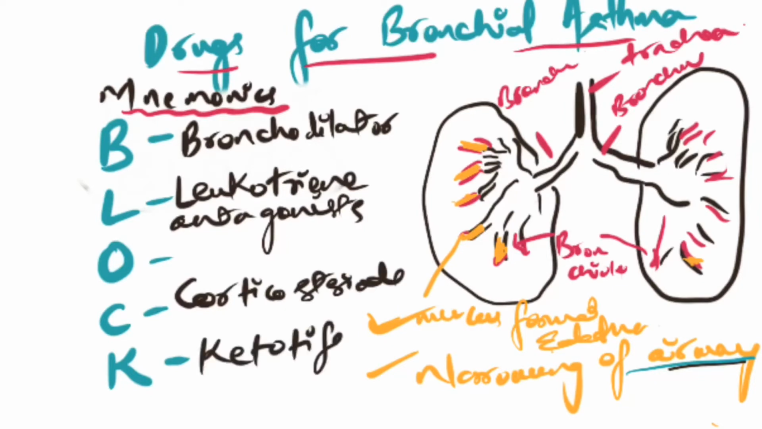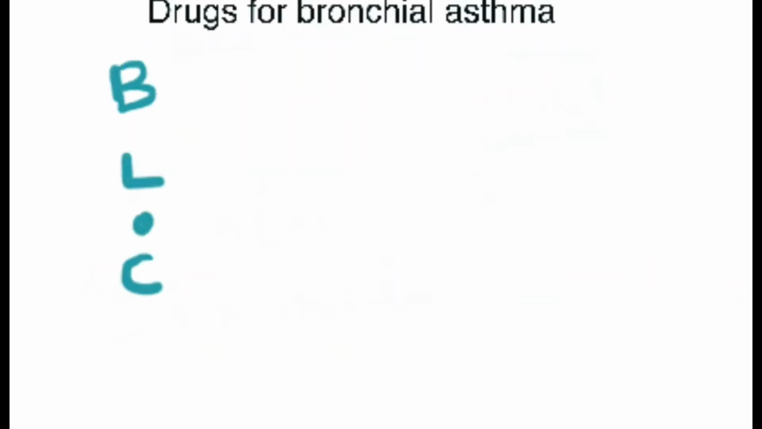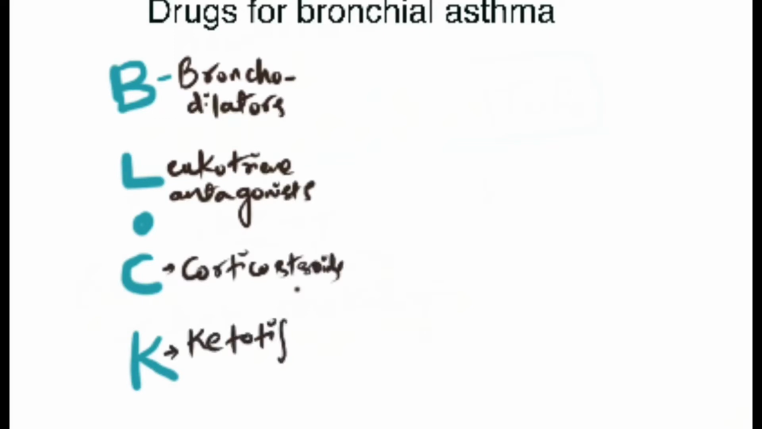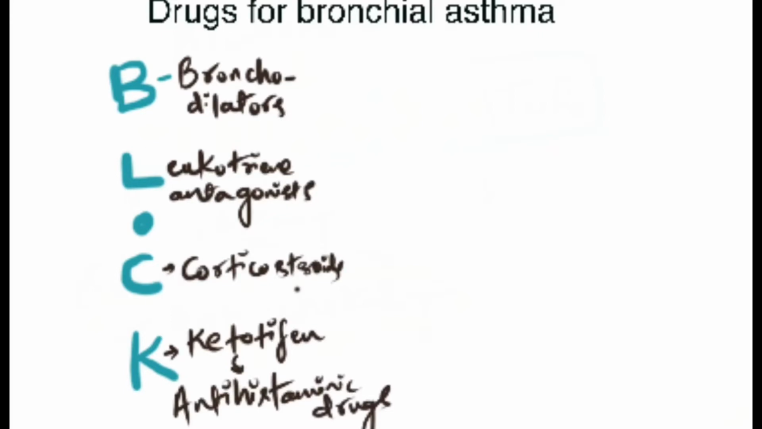So these are the drugs for bronchial asthma, where B stands for bronchodilators, L stands for leukotriene antagonists, C stands for corticosteroids, and K stands for ketotifen, which is an antihistaminic drug. So let's start with bronchodilators.